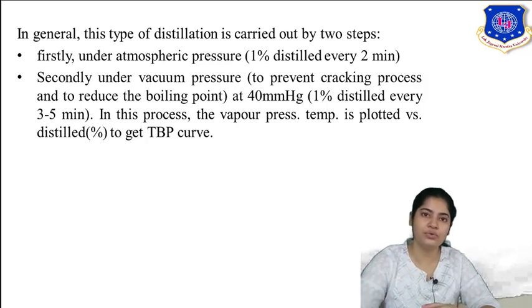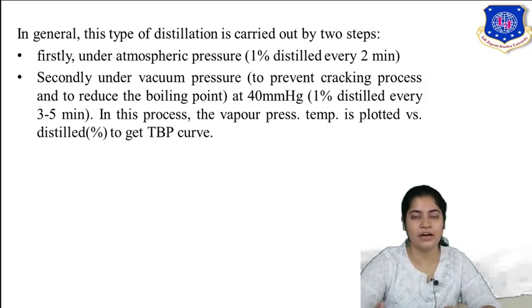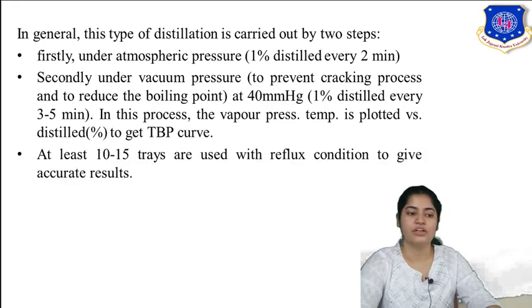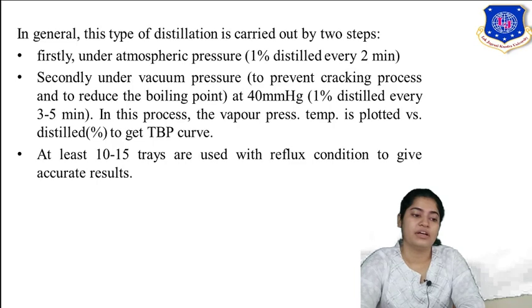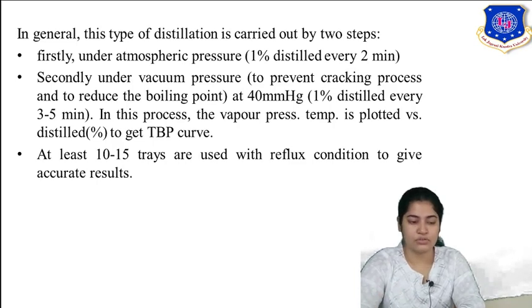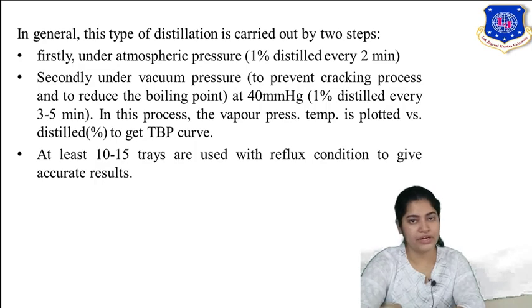So in this process, we collect data of pressure versus temperature. We collect the data of temperature versus percent distilled to get a TBP curve. For the laboratory test also, at least 10 to 15 trays are used. Equivalent to 10 to 15 trays, you have your packed tower, and with suitable reflux condition, this test is carried out, and so you get accurate results.